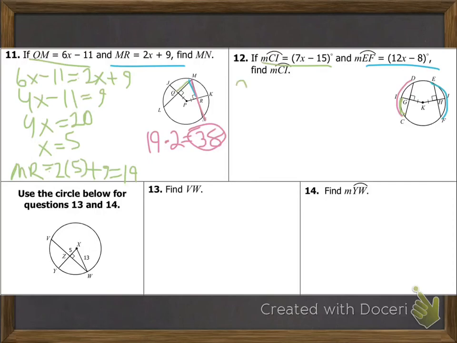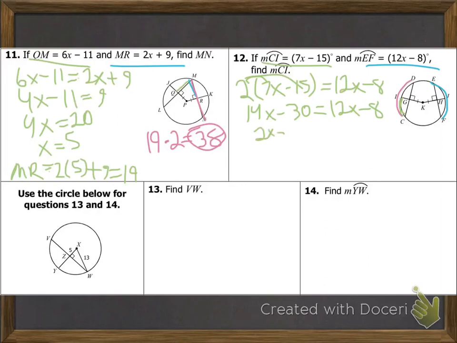So we're going to have 2 times 7x minus 15 equals 12x minus 8. So we need to distribute, and we're going to have 14x minus 30 equals 12x minus 8. We then subtract 12x from both sides, and we're going to have 2x minus 30 equals negative 8. Then add the 30 to both sides, and 2x is going to be equal to 22. Divide by 2, x is equal to 11.